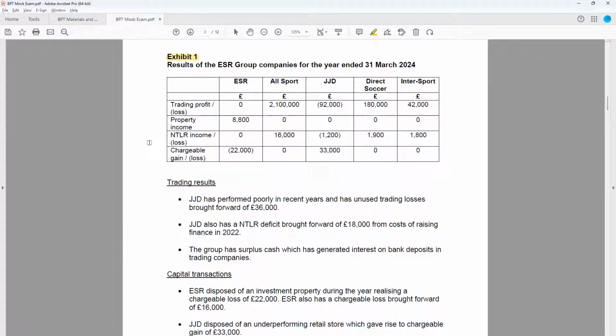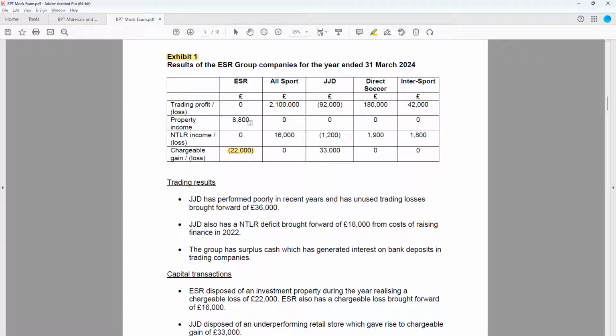So here we can see the results of the group for the year ended 31st of March. So we've got these here, as we've said, the types of income you'd expect to see for companies: trading, property, non-trading interest, and chargeable gains. And some losses here as well. So we've got quite a few losses to deal with. So the holding company has got a chargeable loss.